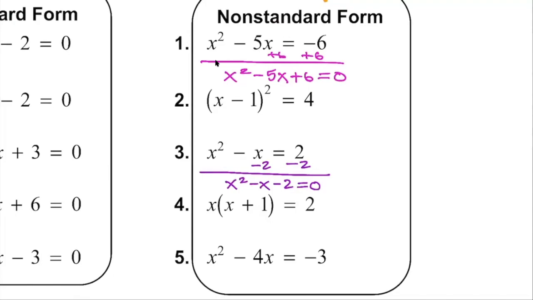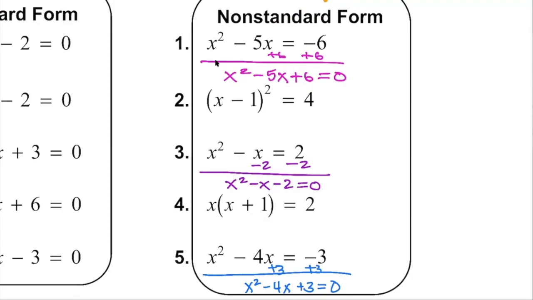I'm going to skip down to the last one. In order to get a -3 to become 0, I add 3 to both sides. So now I get x squared minus 4x, or sorry, plus 3 equals 0.